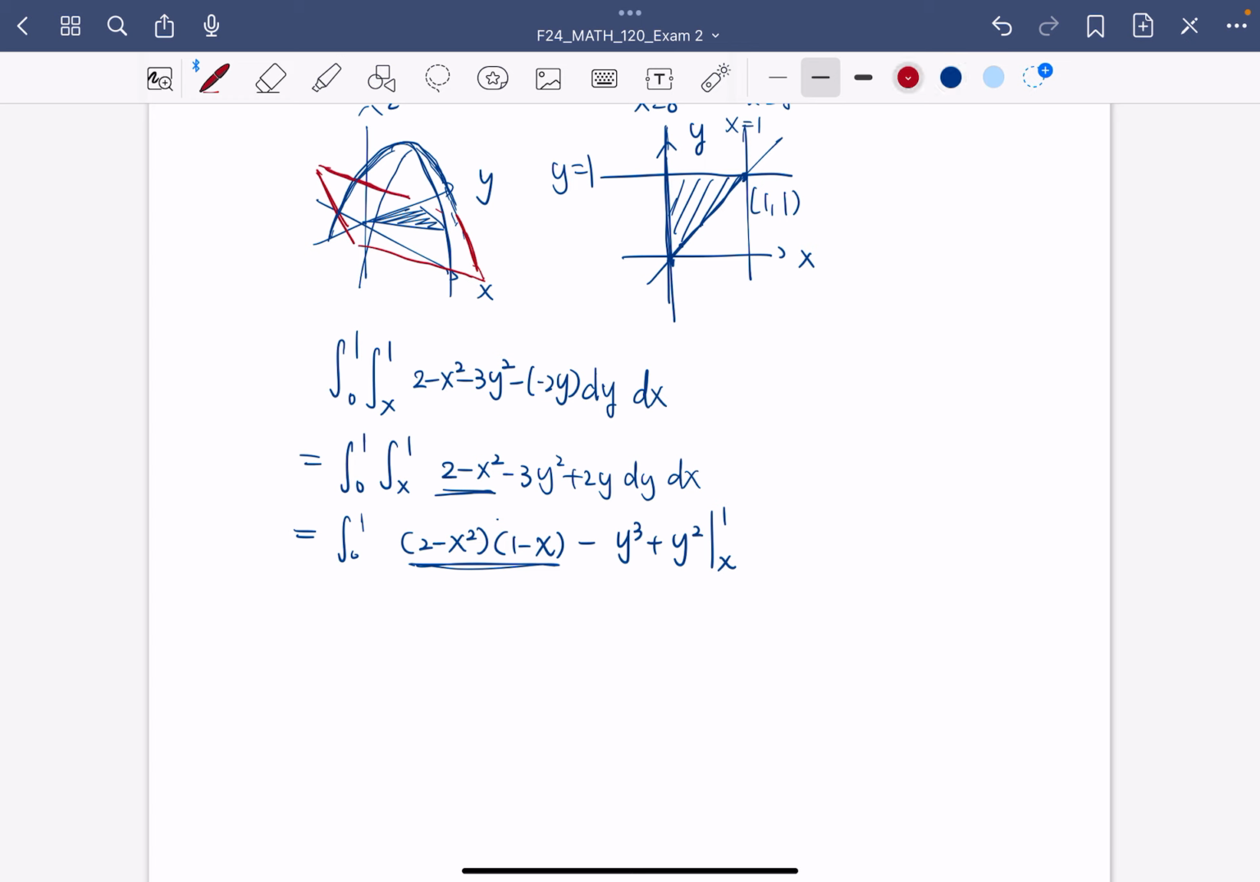equals the integral from 0 to 1 of 2 minus x squared multiplied by 1 minus x. Because right here, for y, it's just a constant term, so I just multiply by the 1 minus x, then I get this term right here. And for the rest, we do the usual integration. Then in the end, by direct computation, we end up with this integral. And if you really compute this, the answer equals 5/6.